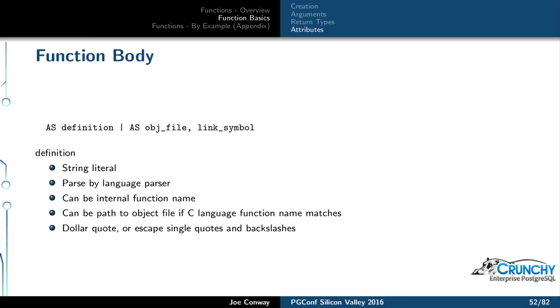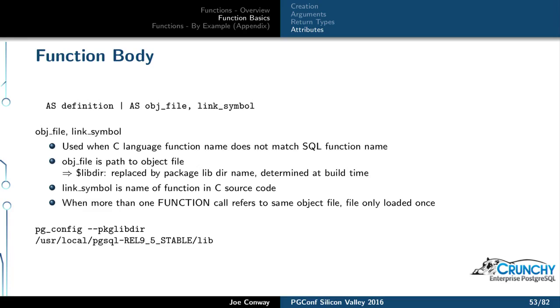And the function body. The function body is typically this definition, which is just a string literal. It's parsed by whatever language you're using. It can also simply be a path to an object file if the C function name matches the name of the file. Dollar quoting is really useful here. If you're doing a C language function, you will typically use this sort of syntax where you name the object file and the link symbol, which is just the C function name. There's a special $libdir that you can use here, which is the path where the shared objects typically get installed.